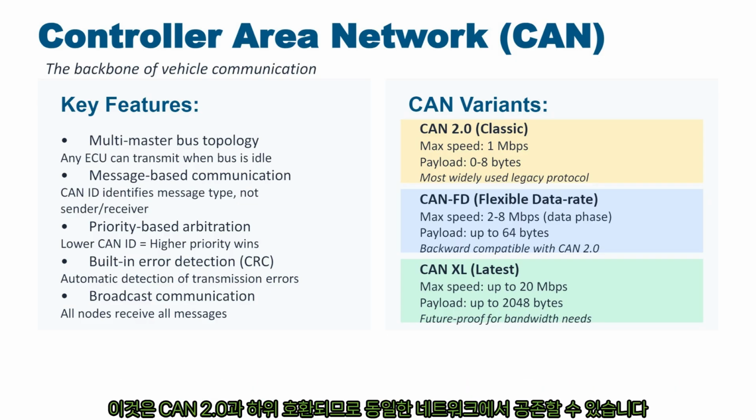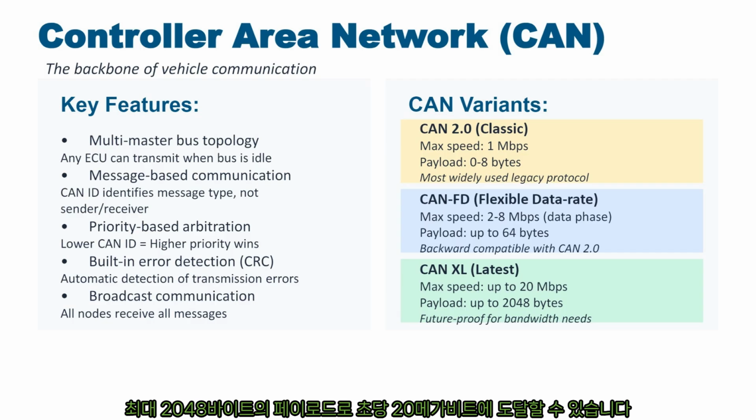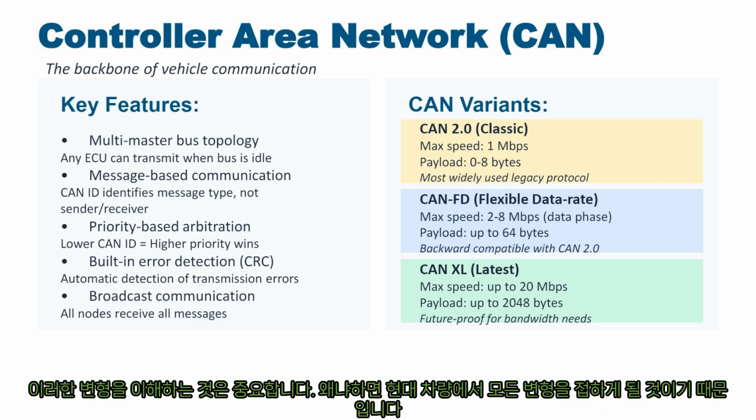It's backward compatible with CAN 2.0, meaning they can coexist on the same network. CAN XL is the latest evolution. It can reach 20 megabits per second with payloads up to 2048 bytes. This is future-proofing for the increasing bandwidth needs we're seeing. Understanding these variants is crucial because you'll encounter all of them in modern vehicles.